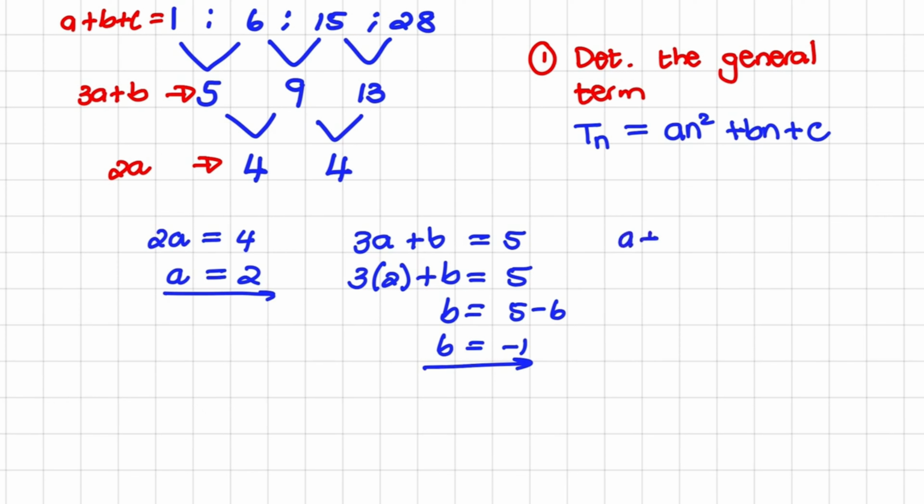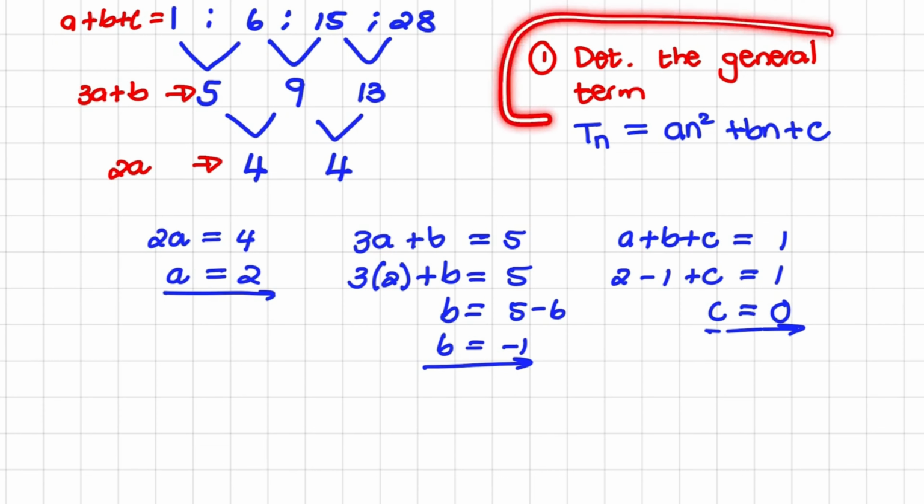Now, a + b + c is equal to the first term, which is equal to 1. But we know that a is equal to 2, b is equal to -1, and we can now solve c. So again, I simply substitute a with 2 and b with -1 in order to eliminate the variables, and that allows me to solve c. So 2 - 1 is +1, and I move the +1 over to the other side, so it'll be 1 - 1. Therefore, c is equal to 0.